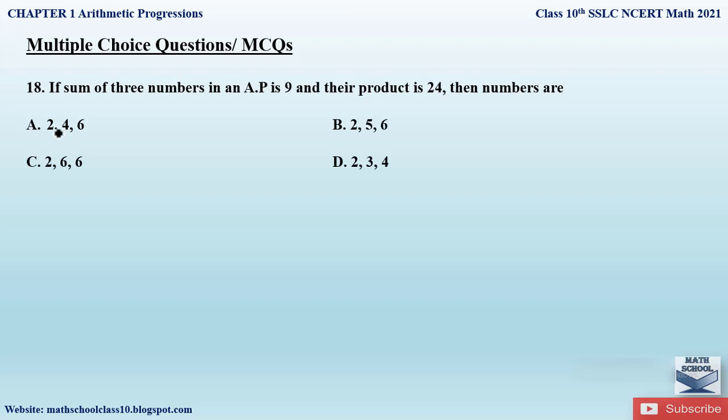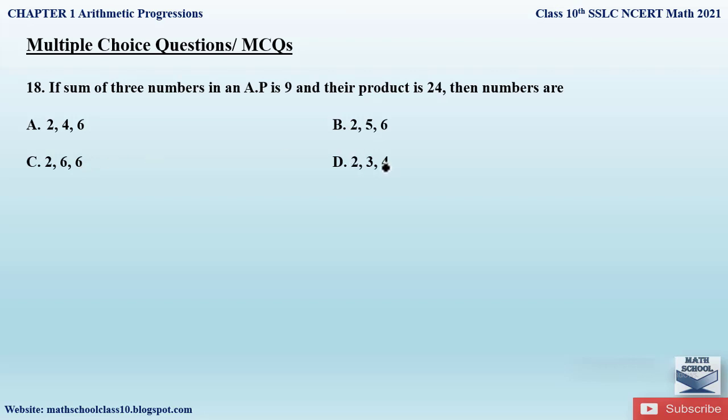The numbers they have given us are 2, 4 and 6. So when you add these numbers, the sum should be equal to 9. So 2 plus 4 is 6, 6 plus 6 is 12, which is not equal to 9. So this option is ruled out. Coming to the second option, 2 plus 5 is 7, 7 plus 6 is 13. Again, this option is wrong. Coming to the third option, 2 plus 6 is 8, 8 plus 6 will be 14. So again, this option is wrong.